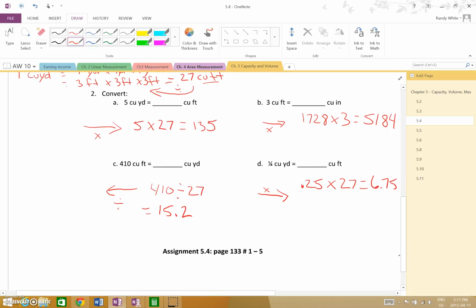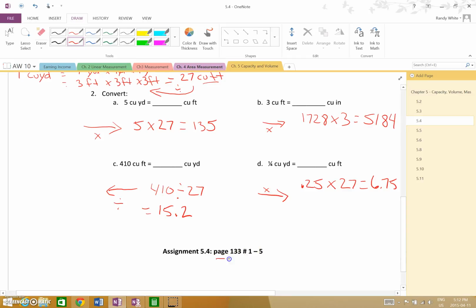Alright. It's good to know this stuff, especially if you do lots of gardening and that. You'll have to sometimes convert because they deal with cubic meters now and cubic feet and cubic yards. So like, especially with landscapers, 1 yard of topsoil is 1 yard by 1 yard by 1 yard. So it's good to know this stuff.